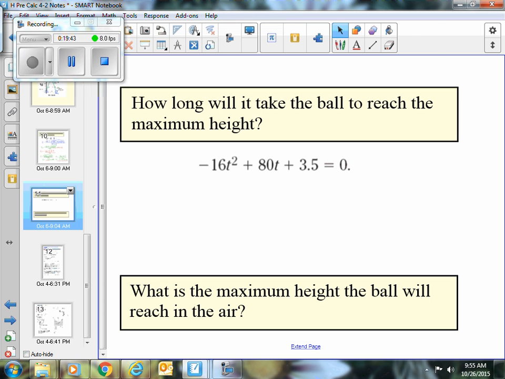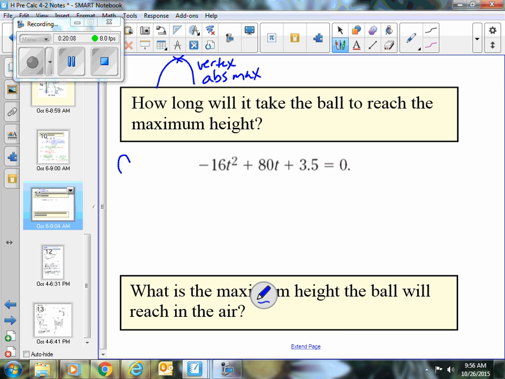How long will it take the ball to reach the maximum height? So when it's going up and then coming down, how long is it going to take to get there? Well, that's a time. That's like your x value. So the how long part is how long it takes to get up to this point at the top, which is the vertex. So do we have a way on our graphing calculator to find the vertex? Well, that's an absolute maximum, right?